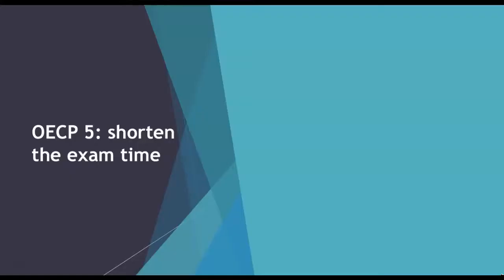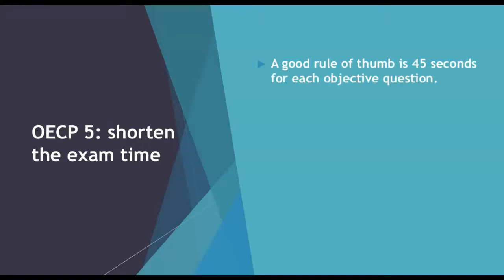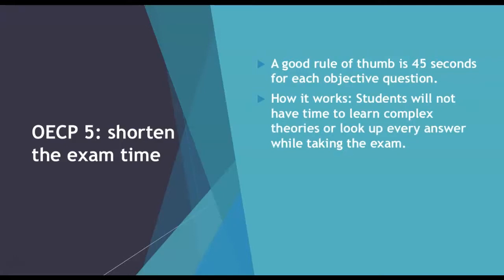The fifth procedure you might adopt is to shorten the exam time. A good rule of thumb is 45 seconds for each objective question. Multiple choice, true, false, things that can be auto-graded. This works to curb cheating because students will not have time to learn complex theories on the fly or look up every single answer while taking the exam. They will have to study in advance and prepare for the exam, and they won't have enough time to look everything up.